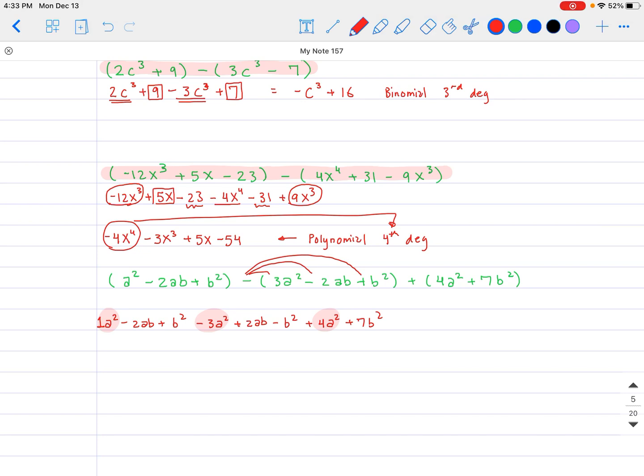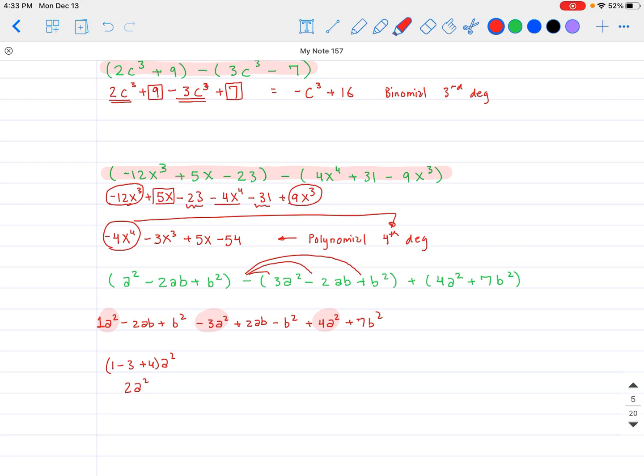So if you kind of need to see it, it's like 1 minus 3 and then plus 4, and they all have a squared together. So that in total is going to give us 2a squared. Hopefully that makes sense to you. Then we'll do the same thing for some of the other terms.